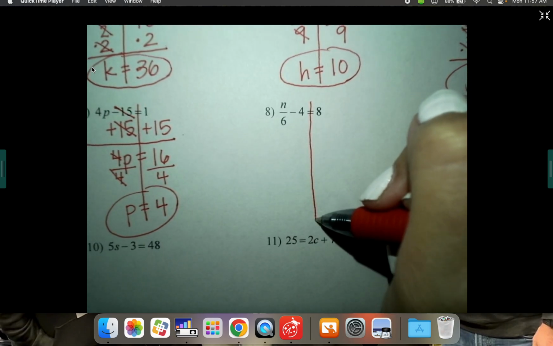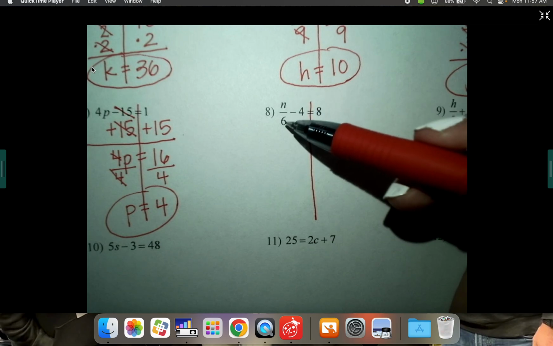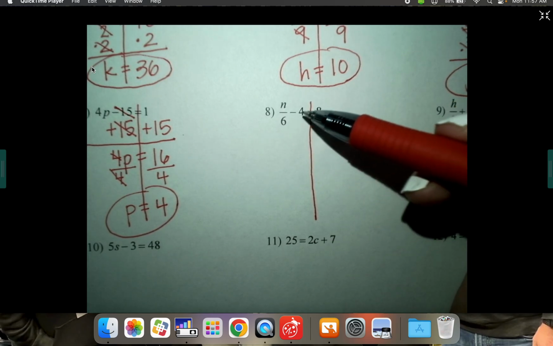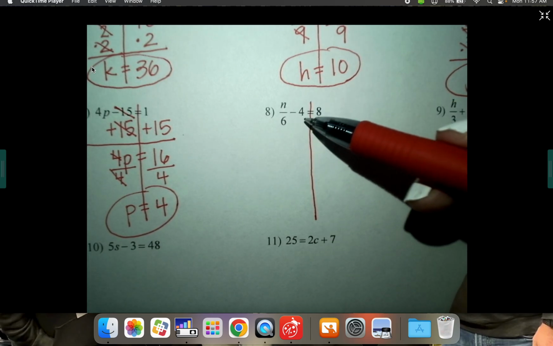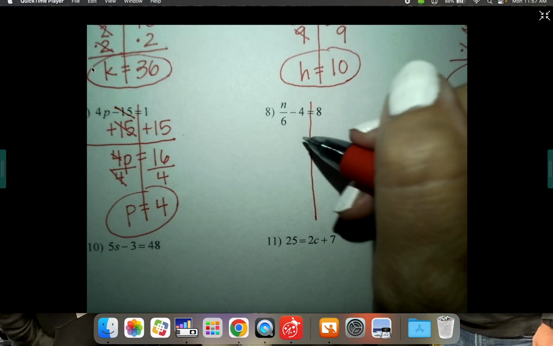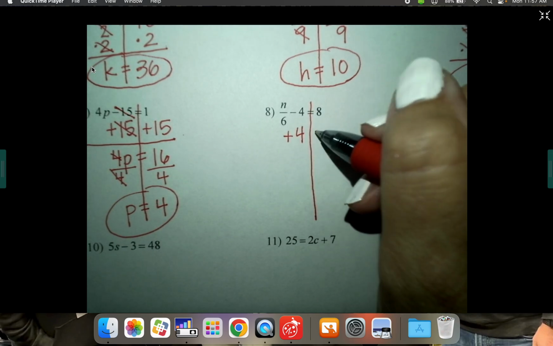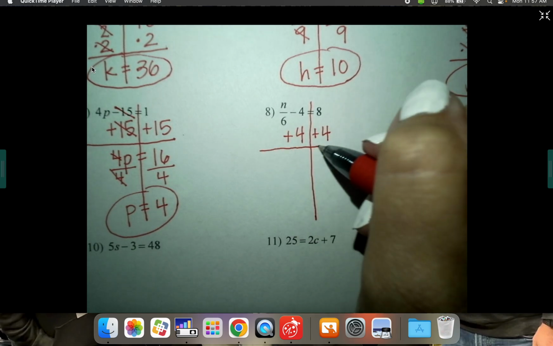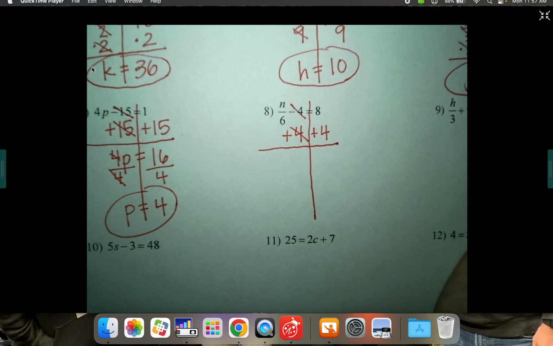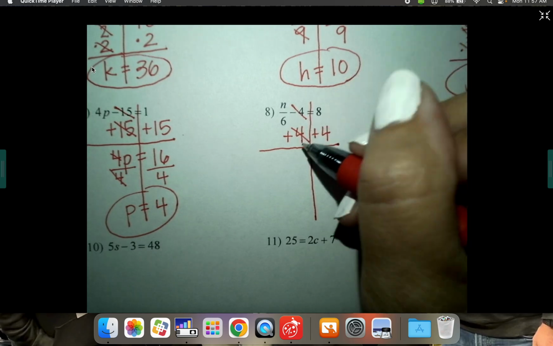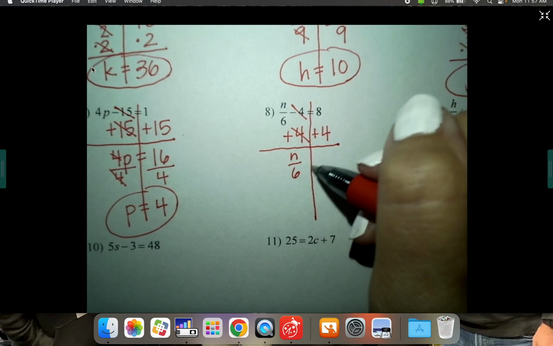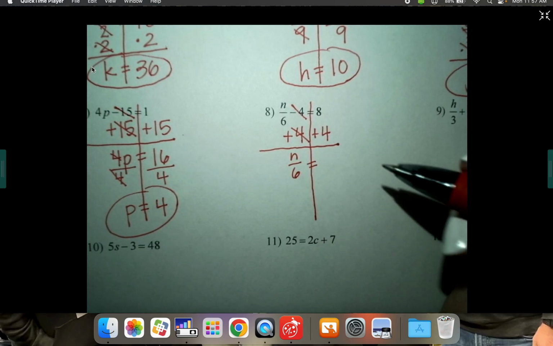Number 8, leave that variable with the 6 and let's get rid of the constant, which is the negative 4. So get rid of a minus 4 by adding 4 on both sides. Cancel, cancel. Bring down our n over 6. 8 plus 4 is 12.